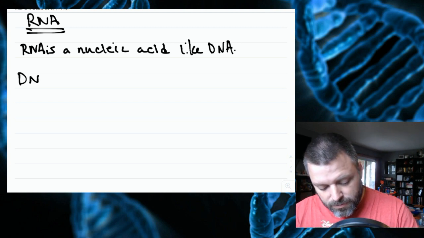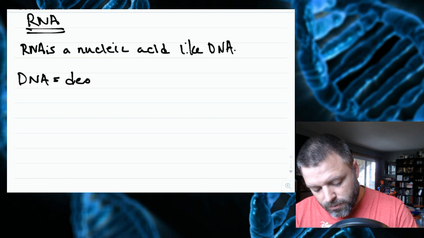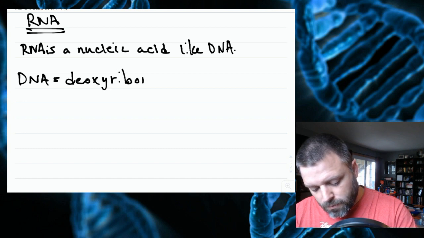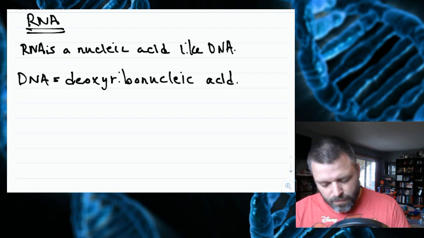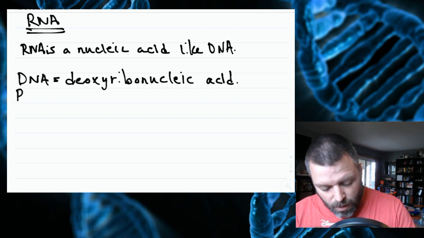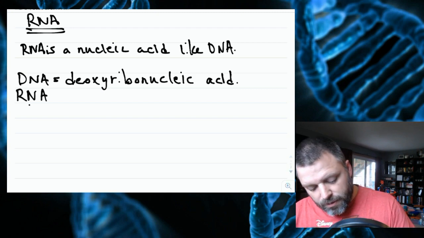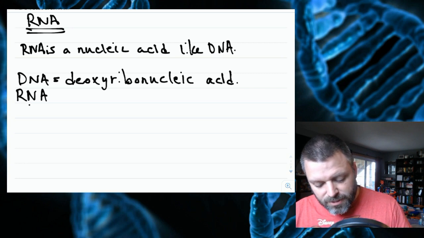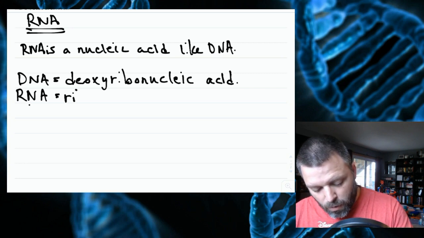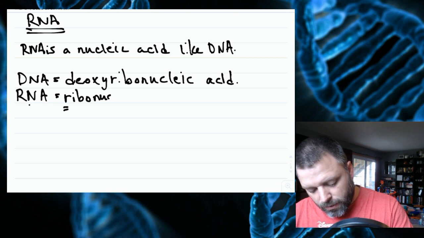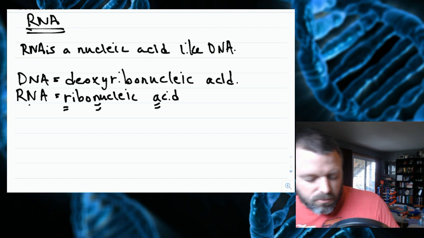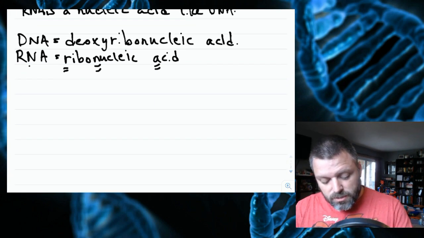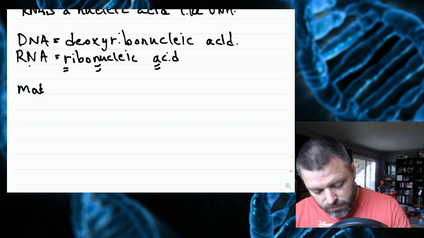If you remember, DNA stands for deoxyribonucleic acid. Well, RNA is pretty much the same thing. The N and the A still stand for nucleic acid, but this time it's not deoxyribo, it's just ribonucleic acid. There's the N and there's the A. So RNA is ribonucleic acid. Just like DNA, it is made of nucleotides.